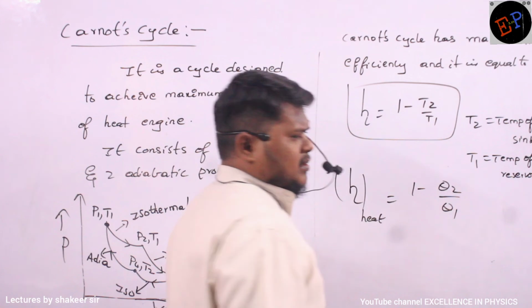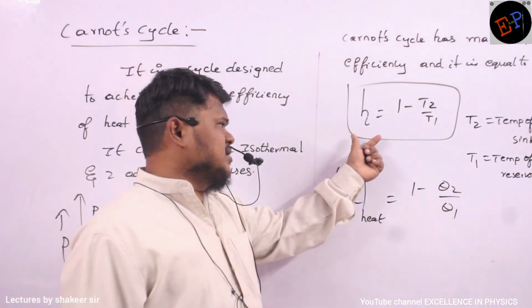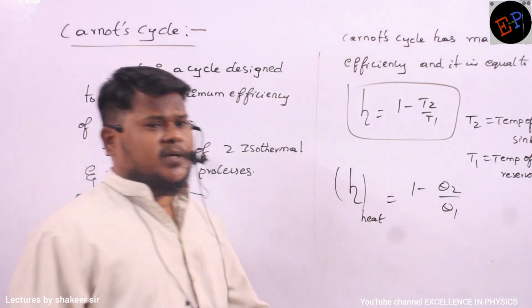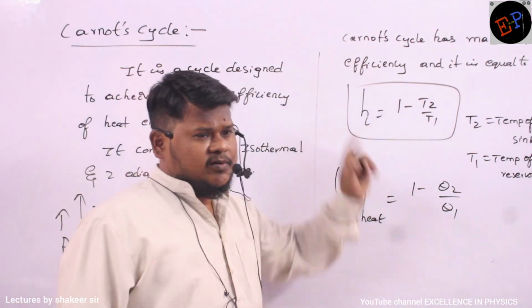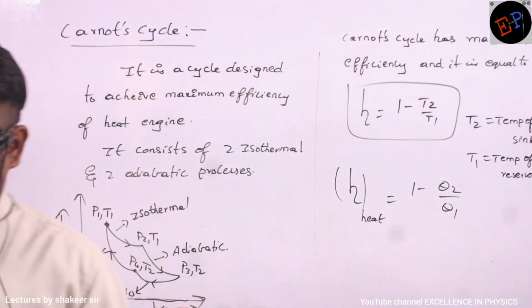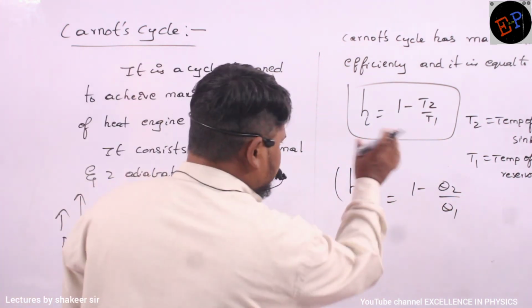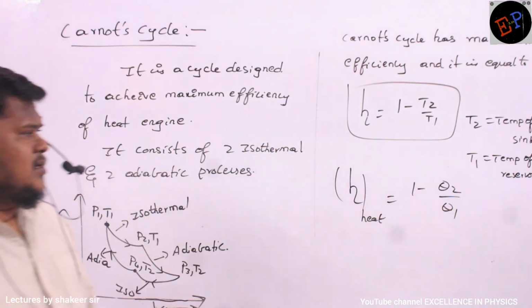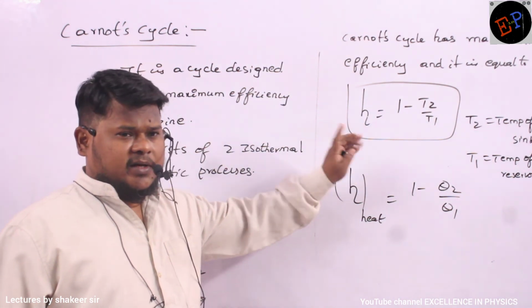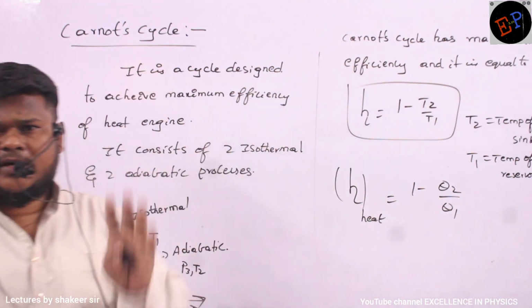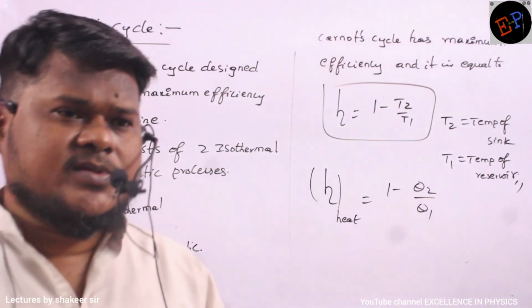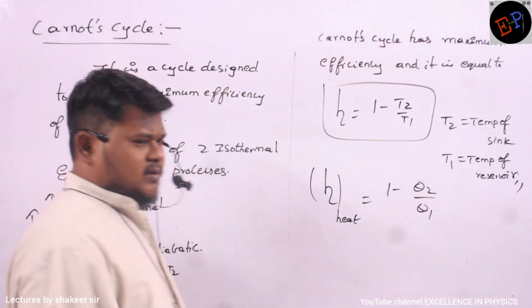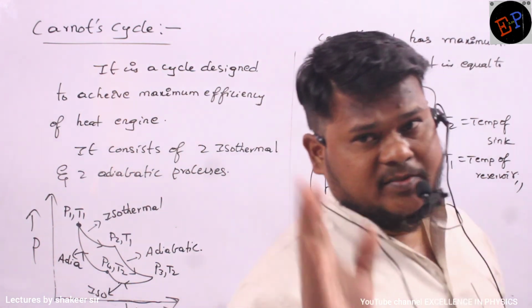Are you able to understand? Now see, when you look at this equation, efficiency is equal to 1 minus T2 divided by T1. To have maximum efficiency, what can be the values of T1 and T2? To get maximum efficiency, T1 should be how much? T2 should be how much? Questions will be asked on this topic. Are you able to understand? What should T2 be, and what should T1 be, to get the efficiency to be maximum?